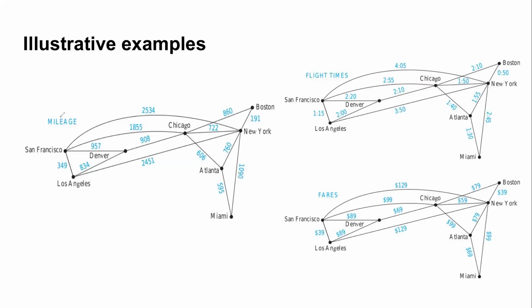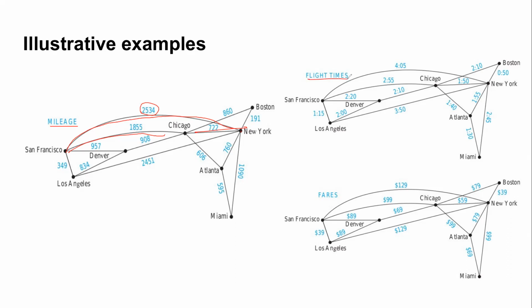The first example we see is of the mileage. These are various cities in the US, and you can see that an edge between two cities means there's a road between them, there's connectivity between them, and the weight on it tells you the mileage over that road. So if you have to go from San Francisco to New York, what would be the best route? You can see there are multiple routes. You can just add them up and see which one is the best for you.